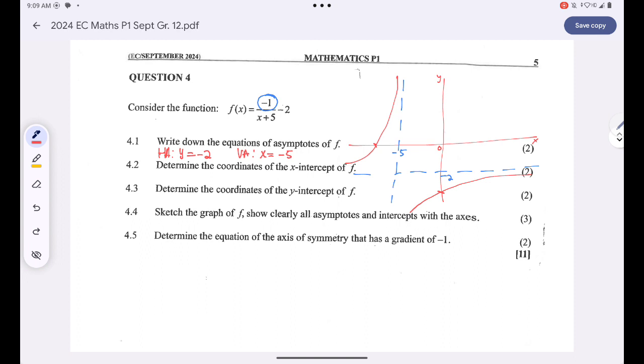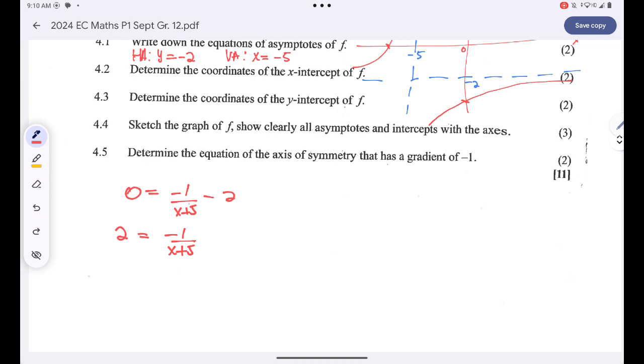Now let's go and determine the coordinates of the x-intercept. For me to find the x-intercept, I just need to make y 0 and then solve for x. So if y is equal to 0, I'll simply have 0 equals negative 1 over x plus 5, minus 2 on the right hand side. Then I can bring the negative 2 to the other side. I'll simply have positive 2 is equal to negative 1 over x plus 5.